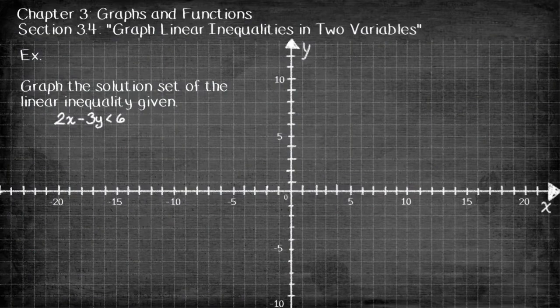Next example, we want to graph the solution set of this linear inequality, which is 2x minus 3y is less than 6. Again, first thing that I want to do is identify the boundary line. Then what I have to do is graph. And you can use whatever method that you like best for graphing to figure out where the line is. I'm going to use the intercepts. So I'm going to find the y-intercept and the x-intercept and graph it that way.